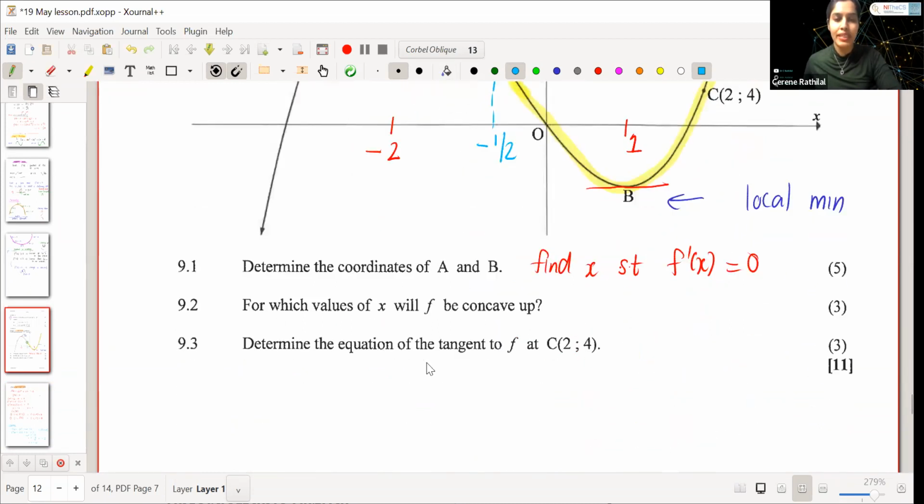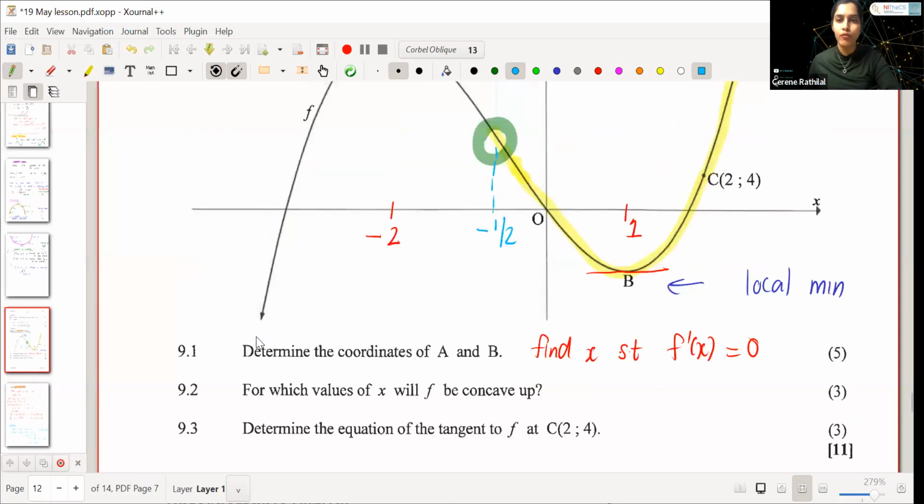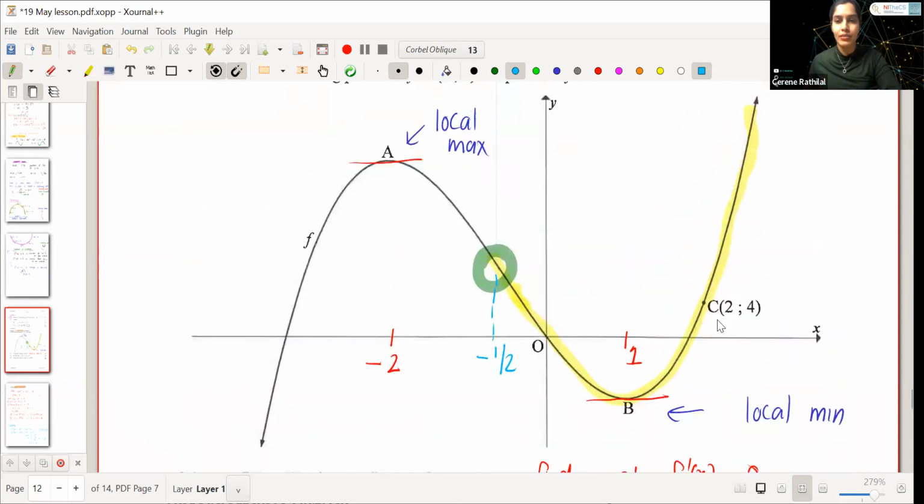You could quickly copy down the last bit of the question to attempt on your own. It says, determine the equation of the tangent to f at the point 2, 4, where if you look at the picture, that is the coordinate 2, 4. So we want the equation of the tangent to this point.